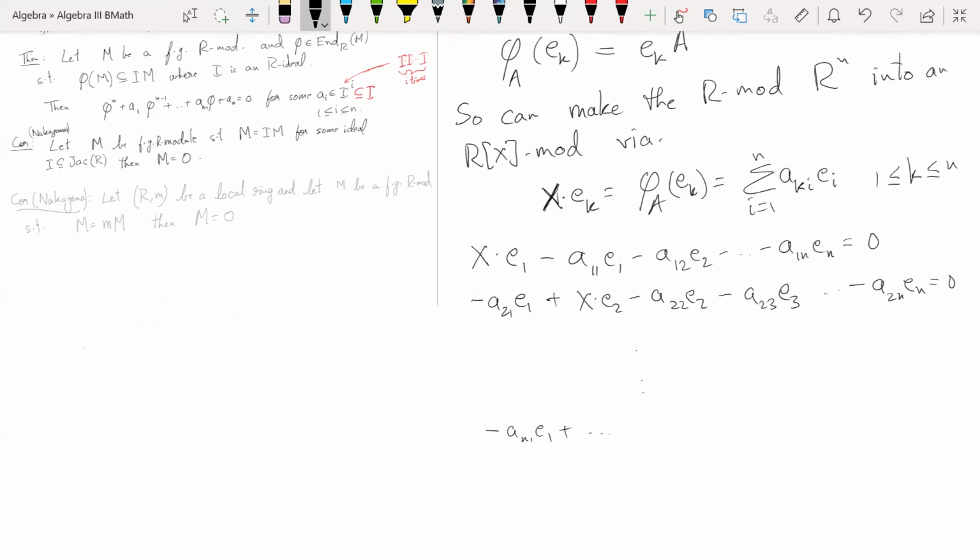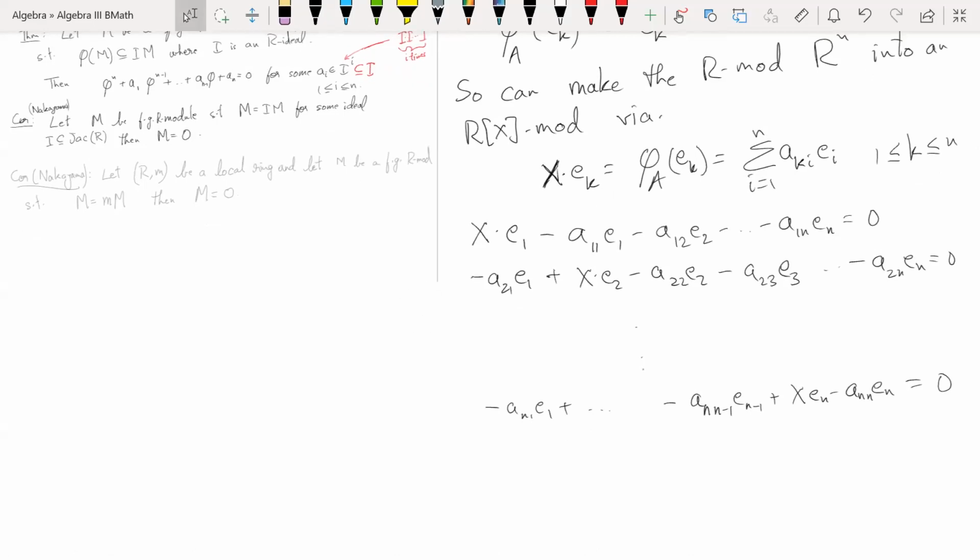So I'm just listing down these equations and moving all the terms on one side, and rearranging so that the coefficients of e1 come first, then the coefficients of e2, and so on. Minus a(n-1) e(n-1), plus x en minus ann en equals zero. Okay, so this is how this set of n equations looks like.